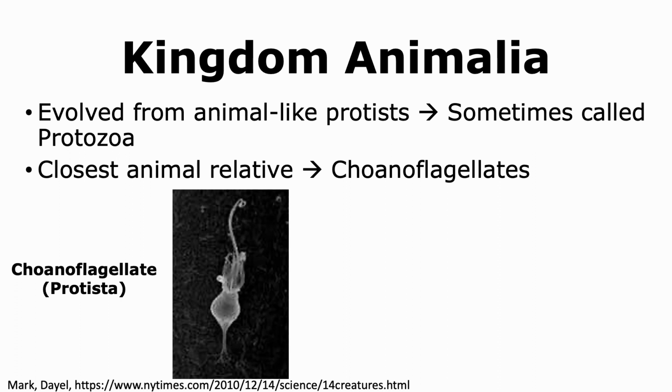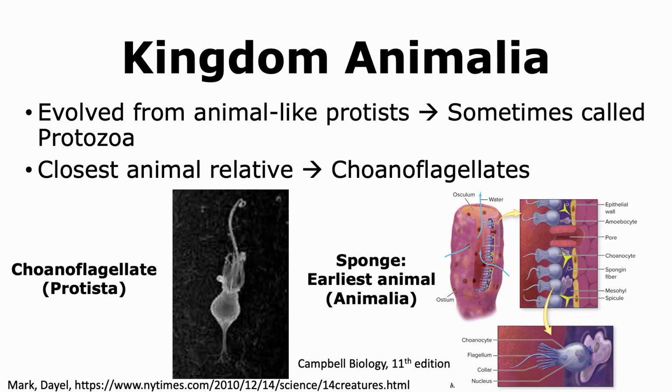Scientists have found that choanoflagellates are the closest relative to animals. In fact, it is thought that some choanoflagellates came together to form sponges, which are the earliest animals known. In the sponges, we are able to see these specialized cells called choanocytes that are very, very similar to choanoflagellates.